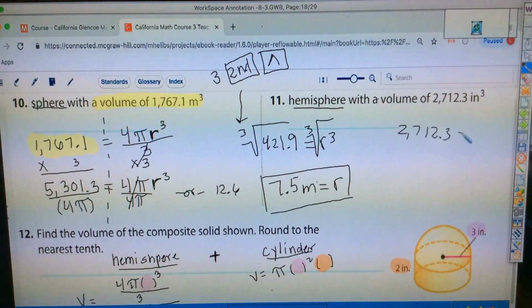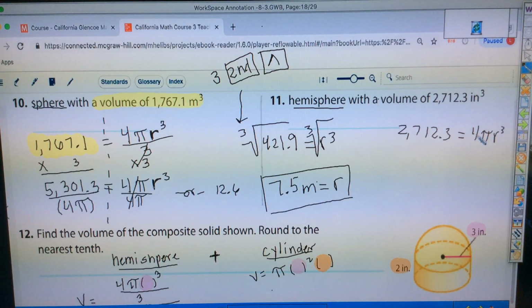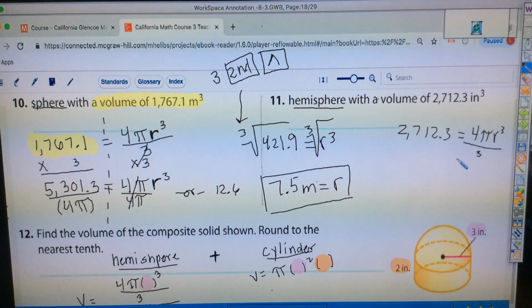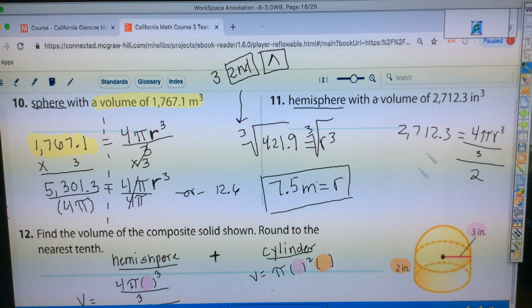2,712.3 is equal to 4 pi r cubed divided by 3, just like last time, now also divided by 2. So you're going to multiply both sides by 2, you're going to multiply both sides by 3, or you can combine and multiply both sides by 6. But there's basically an extra division step here, okay?